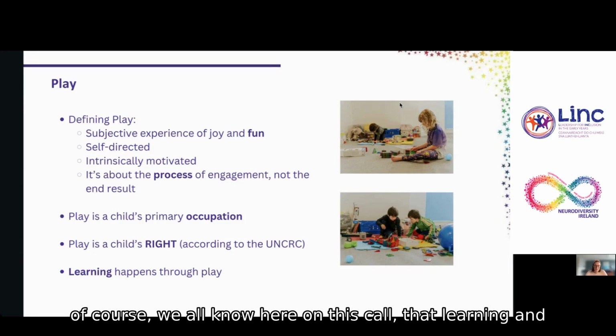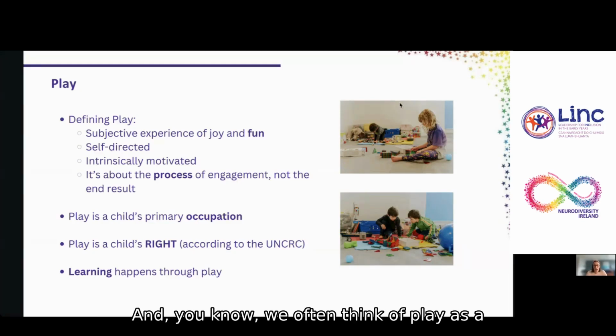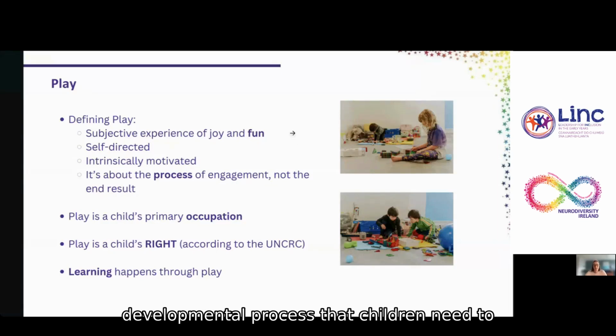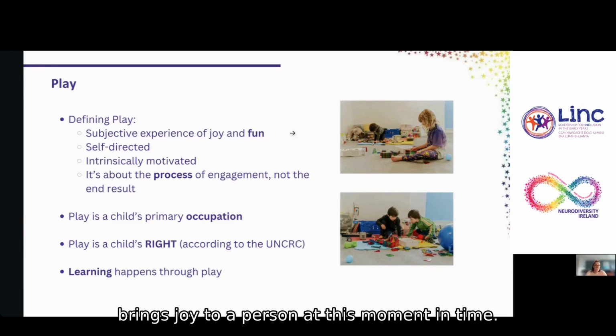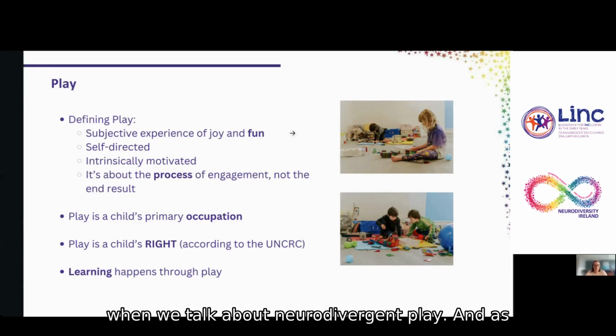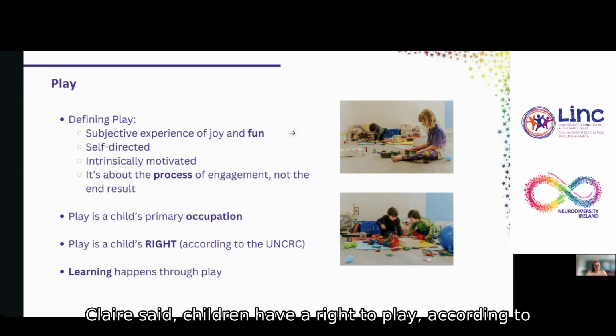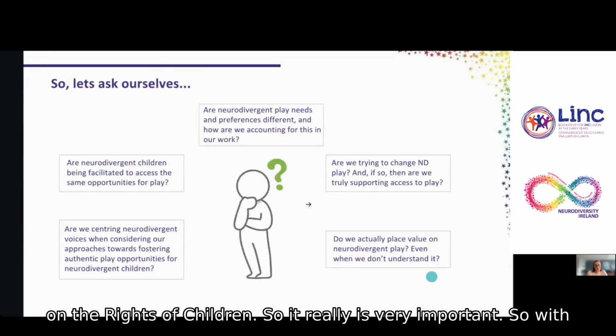And of course, we all know here on this call that learning and development happens through play. And that is why play is so important. We often think of play as a developmental process that children need to progress through stage by stage. But really at its core definition, play is just about what brings joy to a person at this moment in time. And that's really applicable when we talk about neurodivergent play. And as Claire said, children have a right to play according to the United Nations Convention on the Rights of Children. So it really is very important.